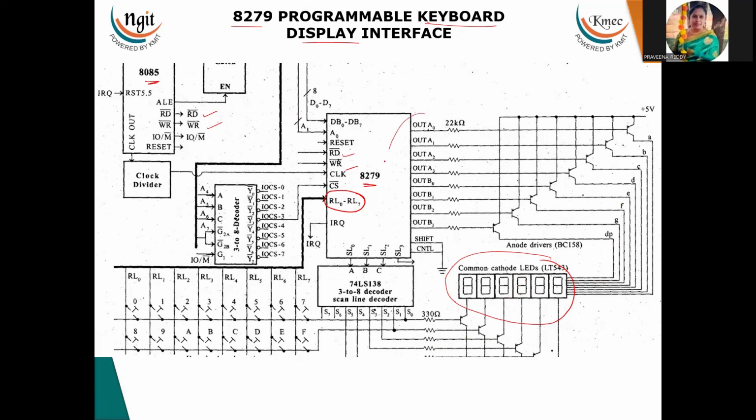Here you can see the output lines. These output lines are driving the segments. In each 7-segment display, we have segments A, B, C, D, E, F, and a dot. Total 8 segments are there. Those segments are driven by using these output data lines. And how many displays should be connected will be decided by the scan lines. Also here you can see the return lines. The return lines are used for the keyboard.